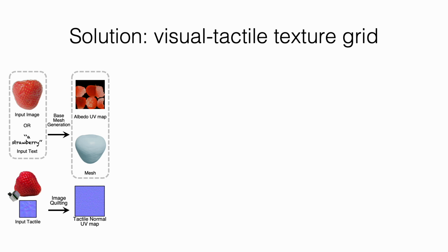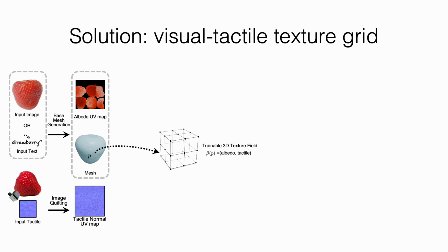To align visual and tactile textures, we use a 3D texture field that maps each point to paired albedo and tactile normal values for joint optimization. We optimize the 3D texture field by querying it from random viewpoints and minimizing the rendering loss.